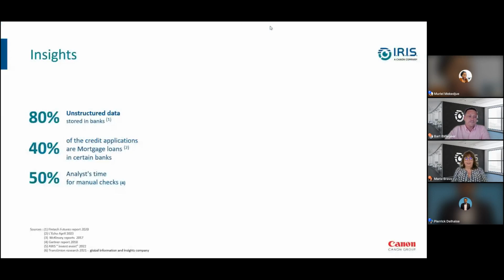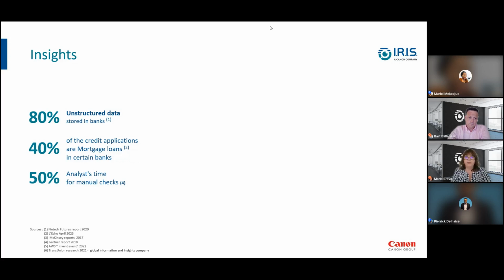Okay, insights. 80% of the data stored in the banks is unstructured data, and that is too much because data could be more exploited, and then the banks can be more proactive and personalize services and products. 40% of the credit applications are mortgage loans in certain banks. That means that this type of activity can be critical for certain banks. 50% of the analyst time goes to manual checks.